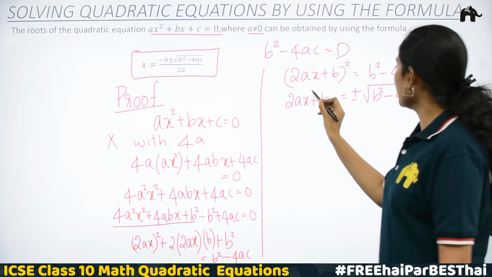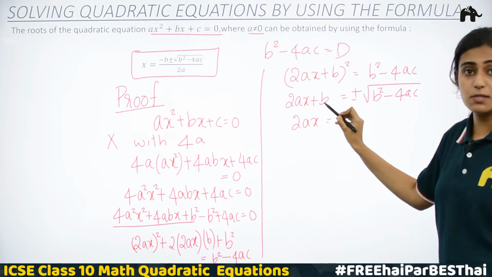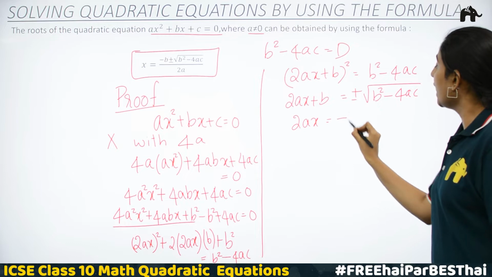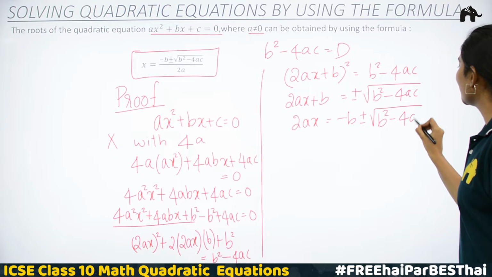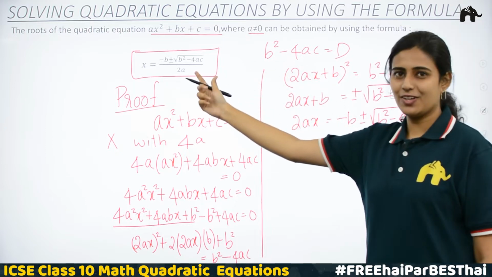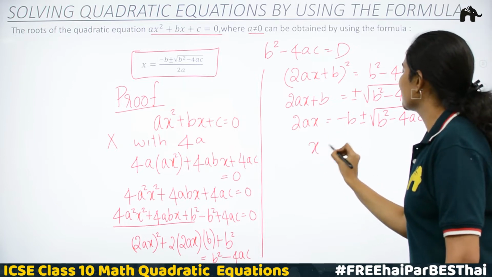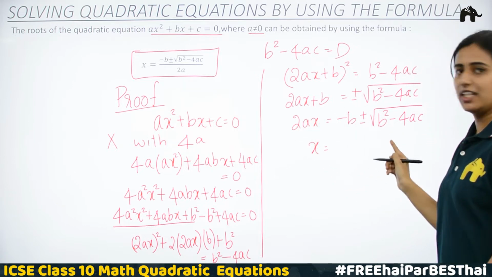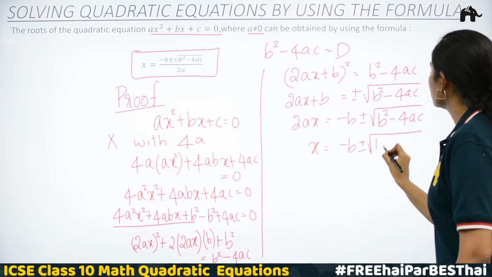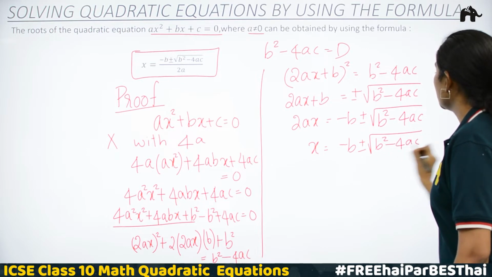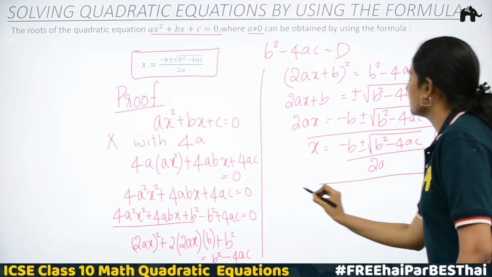Next step, we have 2ax is equal to, taking this plus b to the opposite side, it becomes minus b, plus or minus root of b square minus 4ac. We are about to reach this. I think you all got it. Next, just a rearrangement. X is equal to, taking this 2a to the denominator on the opposite side, minus b plus or minus root of b square minus 4ac divided by 2a. This is our quadratic formula.